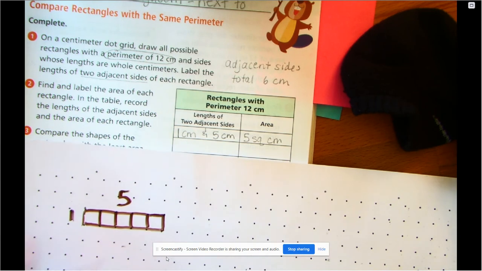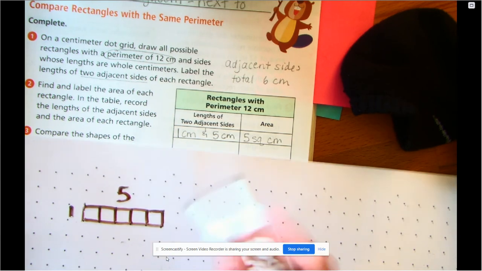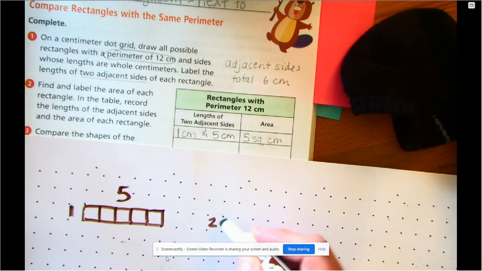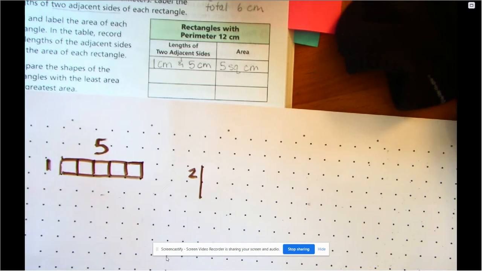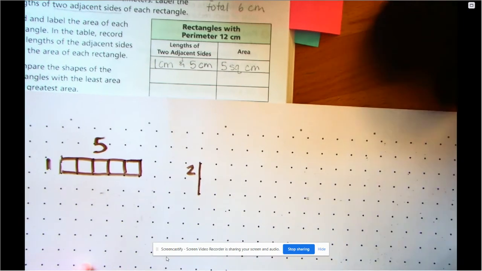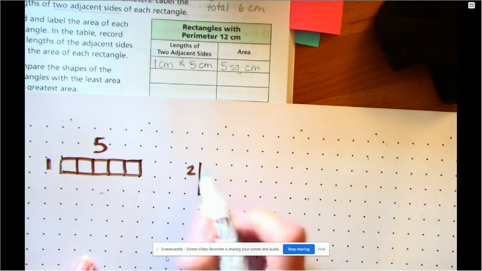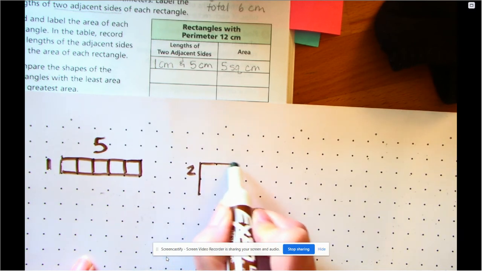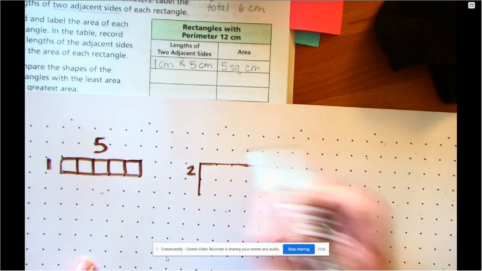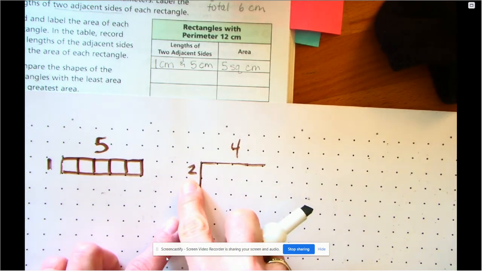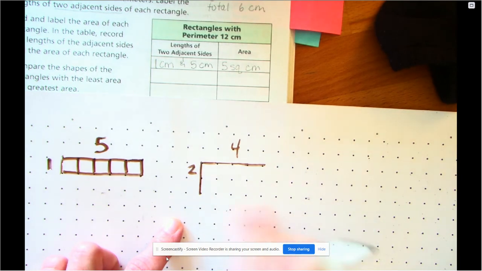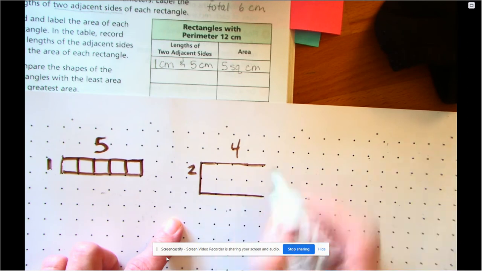Okay, so we started with the number 1. What if I have a partner that's a number 2? I'm going to draw 2 lines. Okay, what can I add to the number 2 to get 6? I hope you said 4. 1, 2, 3, 4. Right? 4 plus 2 is 6. If my other 2 sides also equal 6, then altogether that makes 12.